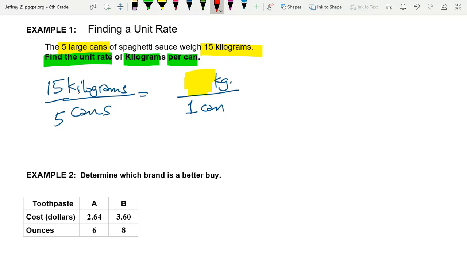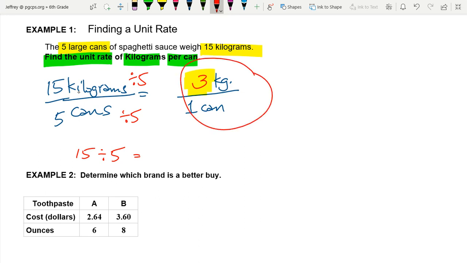So how did we get 5 to become 1? We're dividing by 5. Remember, to get equivalent rates, we need to divide or multiply by the same number. This is just saying 15 divided by 5, right? And that gives us exactly 3 kilograms for every can of spaghetti. So that's number 1. Now, number 2.